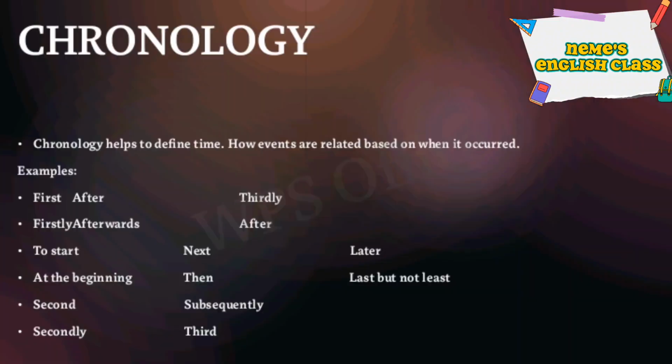The second group of transition words that you can use in your writing, in your speech, in your presentation is chronology. Basically, chronology helps to define time. It is actually how events are related based on when they occurred. Now, these transition words can be used when you're trying to talk about a time or an event. Examples: first, firstly, to start, at the beginning, second, secondly, after, afterwards, next, then, subsequently, third, thirdly, after, later, last but not least.